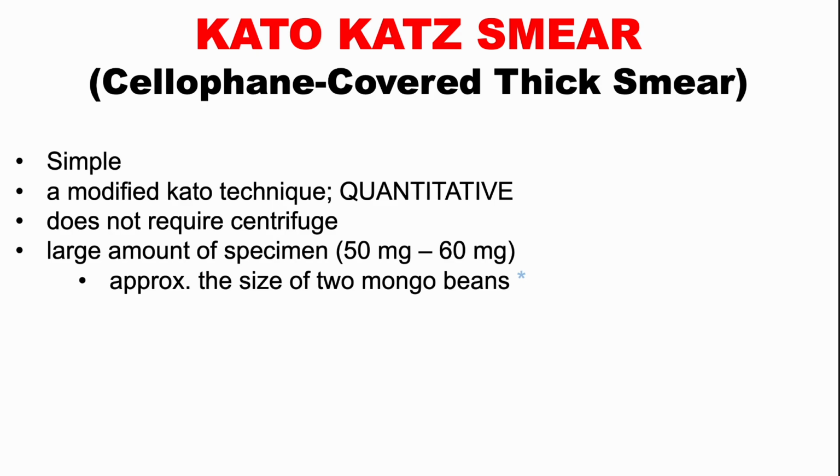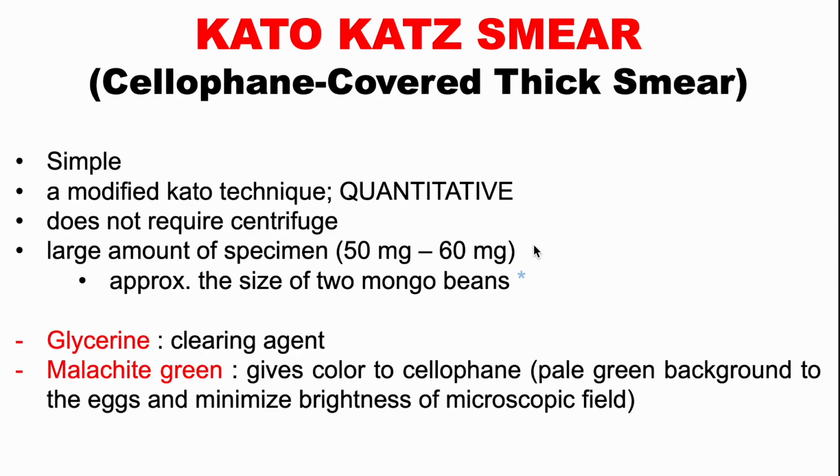Based on the template, we can also use factors to multiply it to compute for the eggs per gram of the parasite. And again, as I've mentioned, we have added materials such as glycerin, which is the clearing agent, and the malachite green, which imparts color and contrast to the specimen that we are viewing, so we can see a pale green background to the eggs, and of course it can minimize the brightness of the microscopic field.